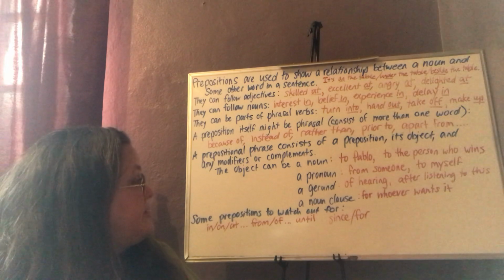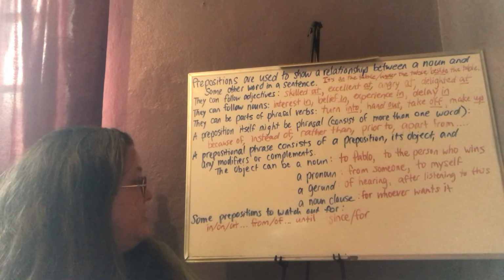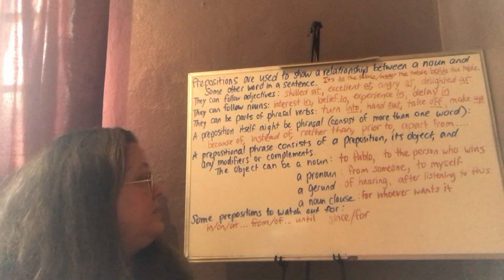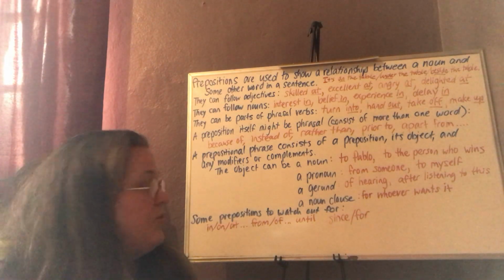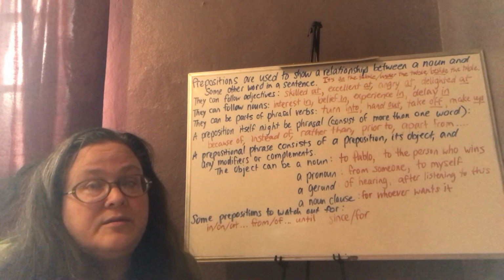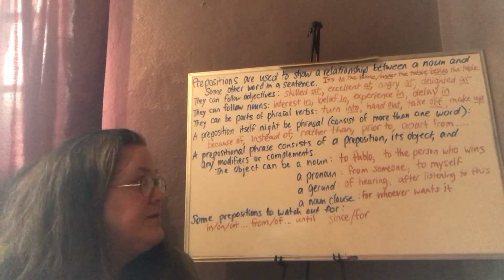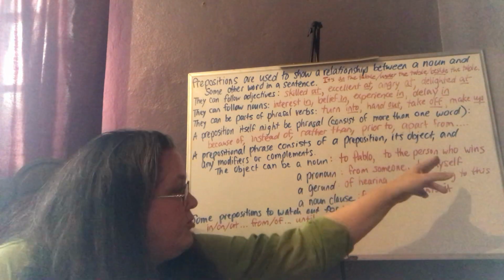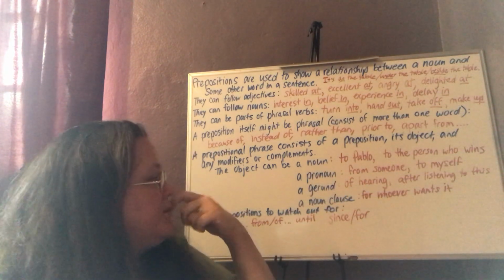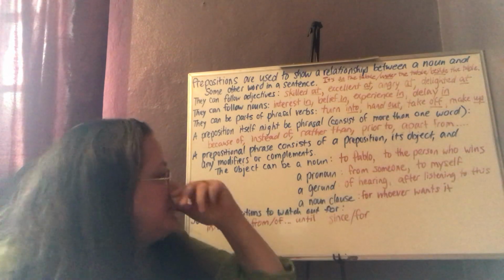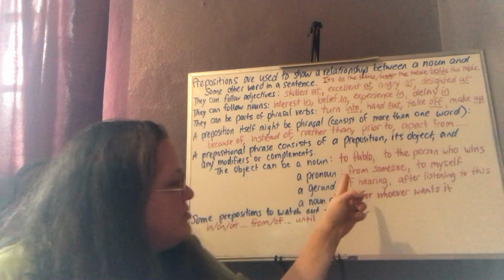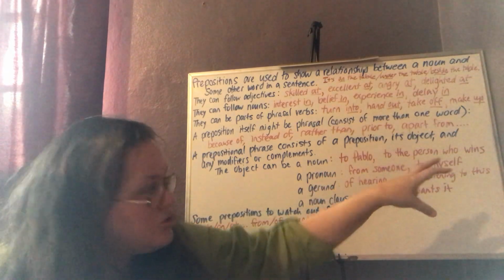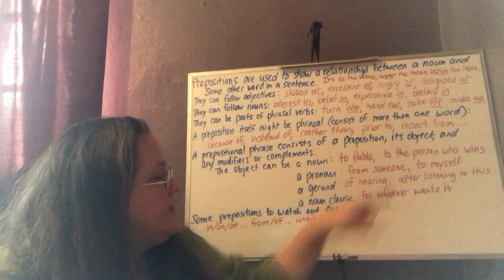A prepositional phrase consists of a preposition, its object, and any modifiers or complements. You should know that. It's easy. And we've talked before about prepositional phrases having nouns or pronouns as their objects. For example, to Pablo, proper noun. To the person who wins, common noun with an adjective phrase modifying the person. This whole thing is the prepositional phrase because who wins is describing or modifying the object of the preposition.